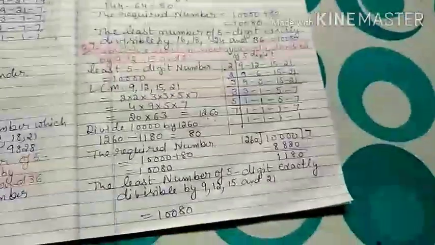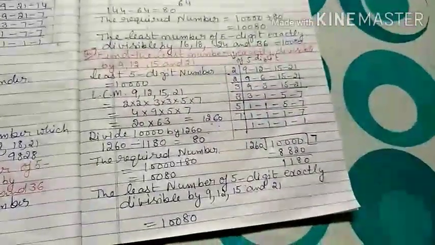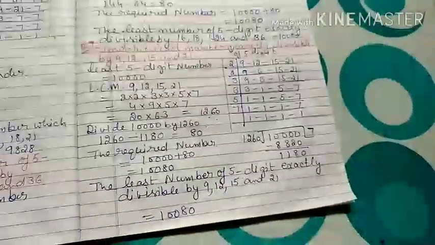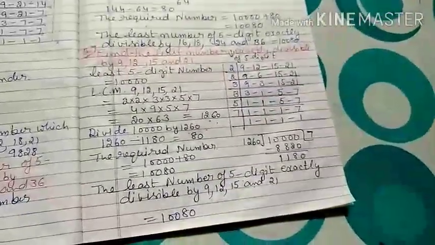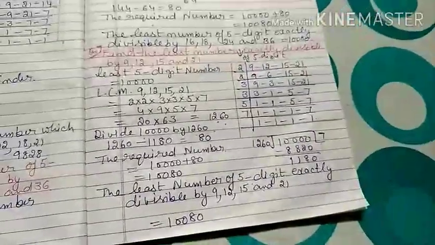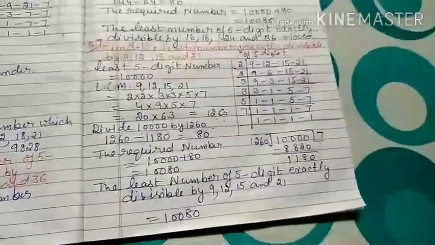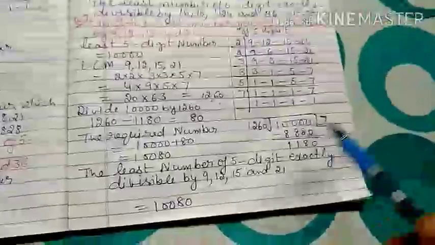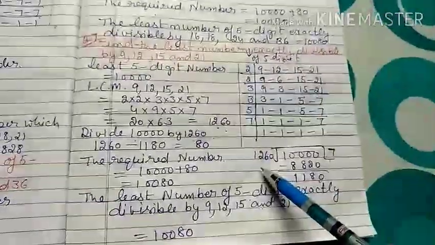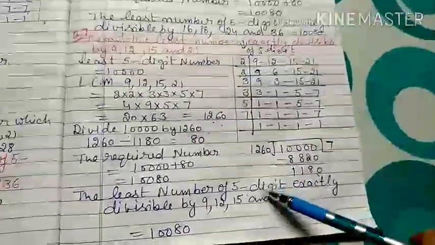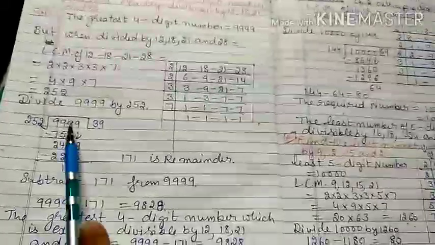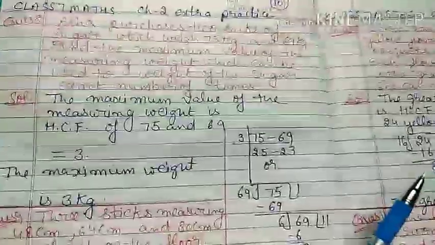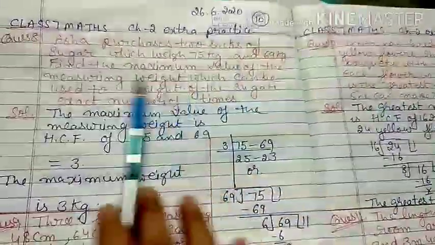Remember one thing: if you have to find the 5-digit or 4-digit least number, you have to divide the required 5-digit number by the LCM of the particular numbers, and after finding the remainder, first subtract it from the divisor. After subtraction, whatever result you get should be added to the dividend. But for the greatest number, the remainder is directly subtracted from the dividend. Now your next question is your 8th question. Asha purchases 2 sacks of sugar.